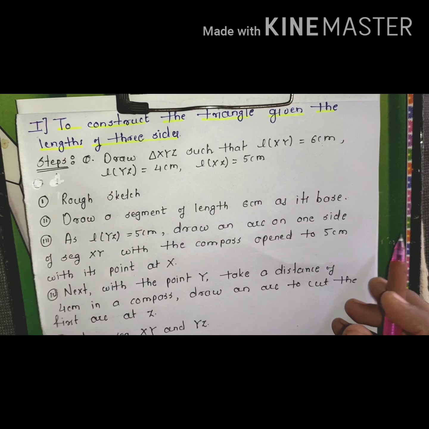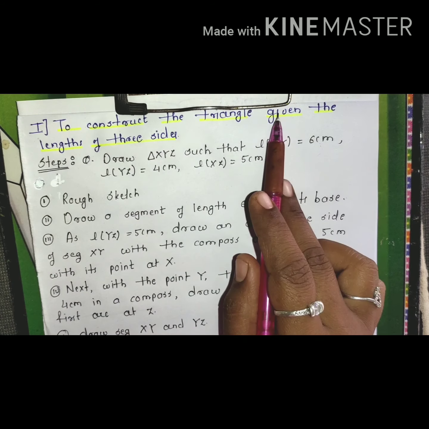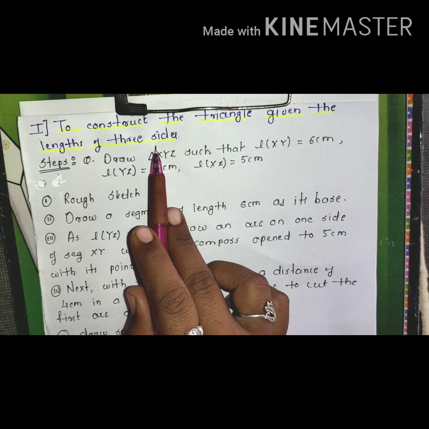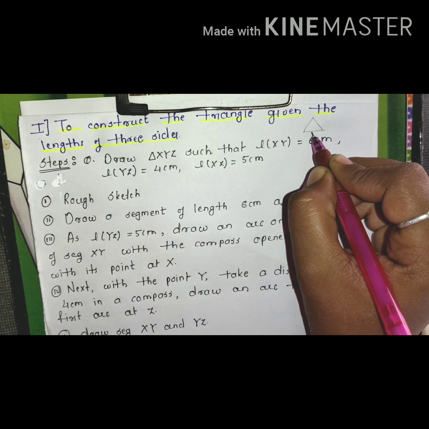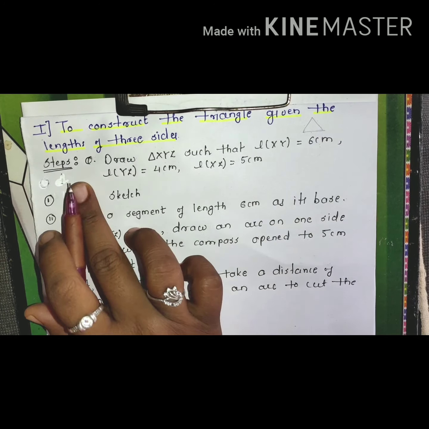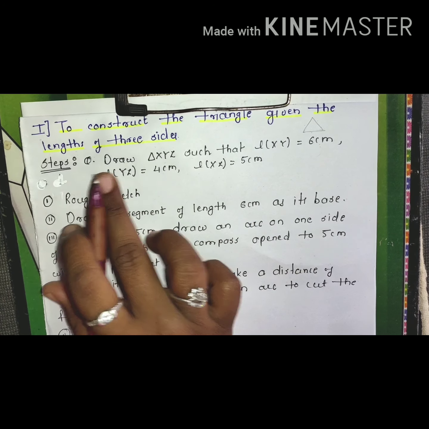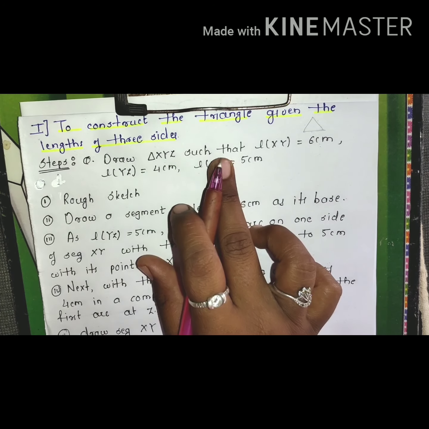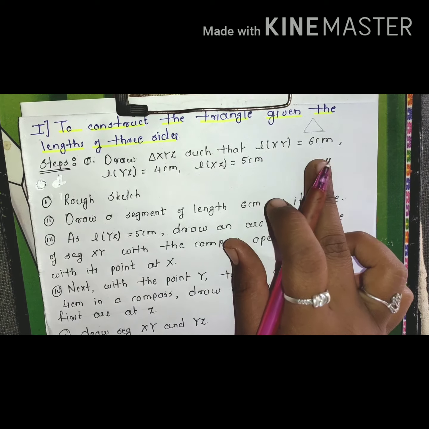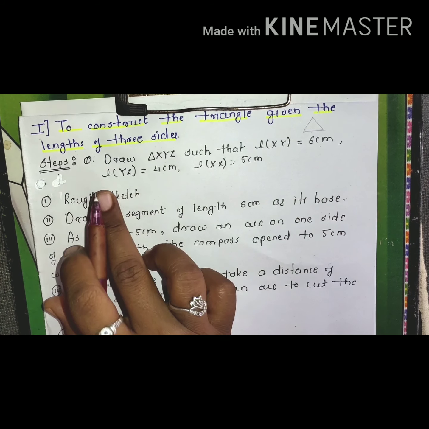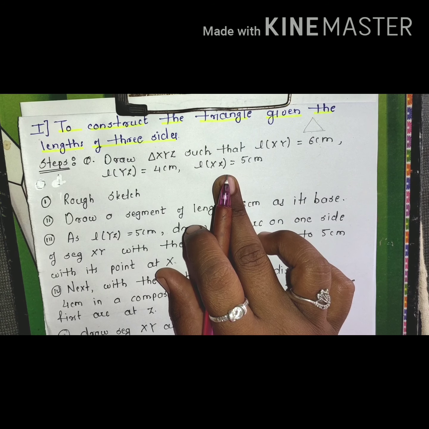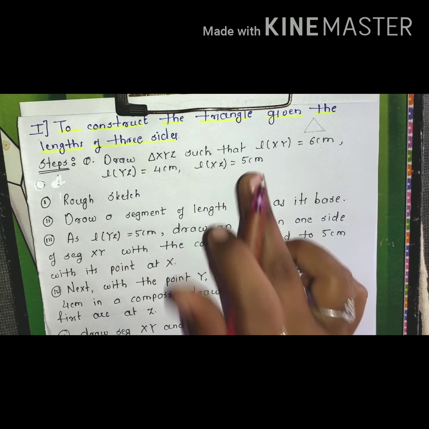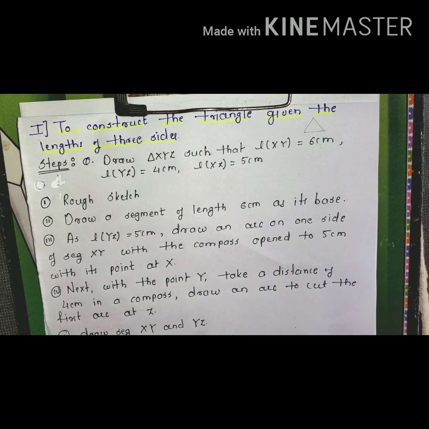Here is the first method, to construct the triangle given the length of 3 sides. If the length of all the 3 sides are given, then how to construct a triangle. Here we have one example. Draw a triangle XYZ such that length XY equal to 6 cm, length YZ equals to 4 cm and length XZ equal to 5 cm. Here are the steps to draw the triangle.